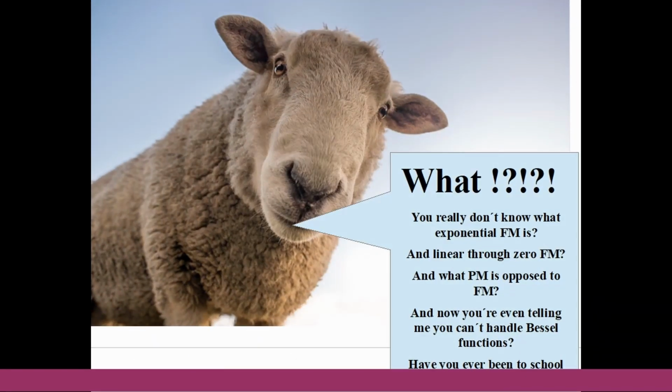The most common kinds of frequency modulation are exponential frequency modulation, linear frequency modulation, linear through zero frequency modulation. Exponential through zero frequency modulation doesn't exist, cannot exist. The term exponential through zero FM is a contradiction in itself, as I will explain a bit later. And there is this so-called phase modulation as well.